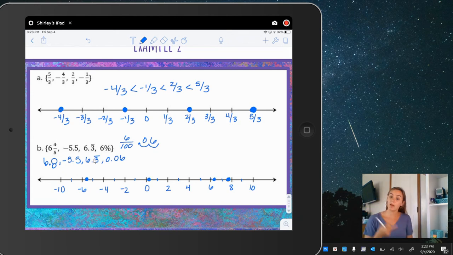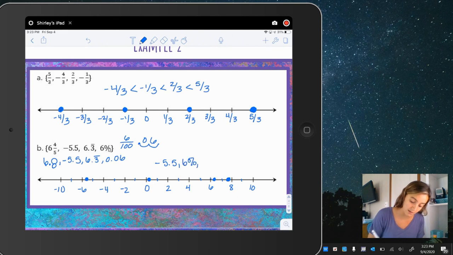So now if I go ahead and write them in order, keep in mind that whenever you're rewriting and answering these questions, you want them to be written in their original form. So what was my smallest number? My smallest number was negative 5.5. So I can write it like that, negative 5.5. Then I came all the way to 0.06, which was 6%. So I'm going to make sure I'm writing it as 6%. And then I came over here and hit 6.3 repeating, which that form stays the same. And then I'm going to come up here and hit my last number, which was 6.8, but we're going to keep that as 6 and 4/5.